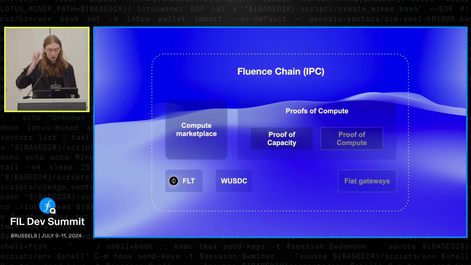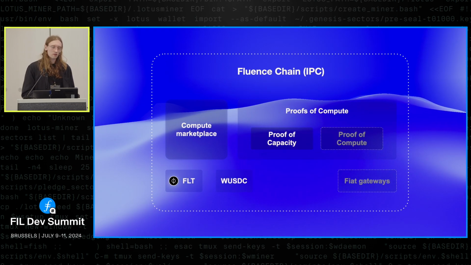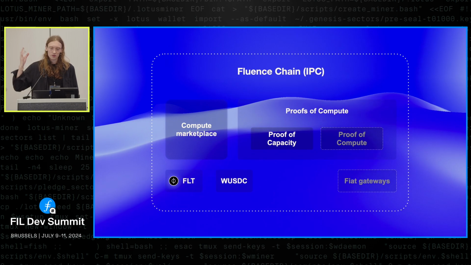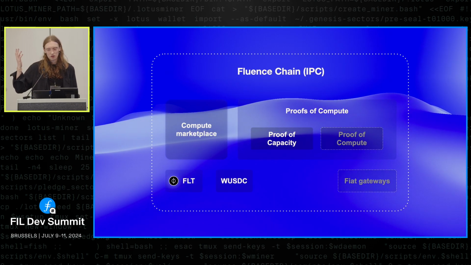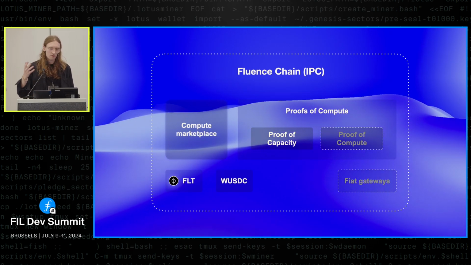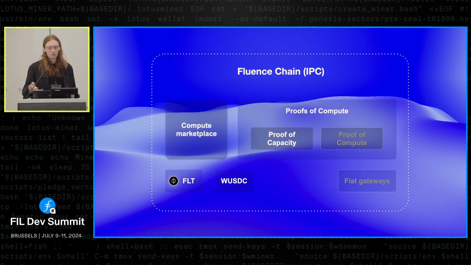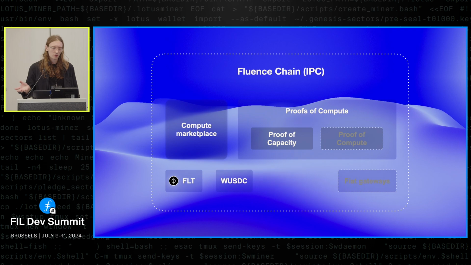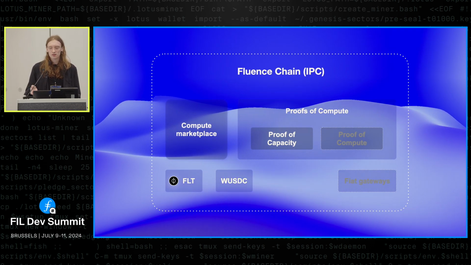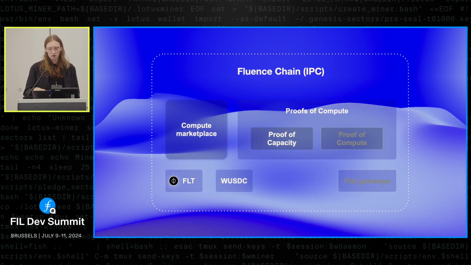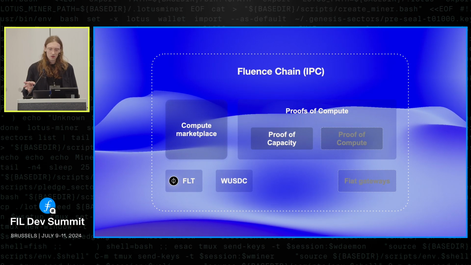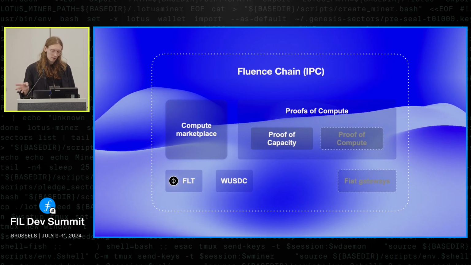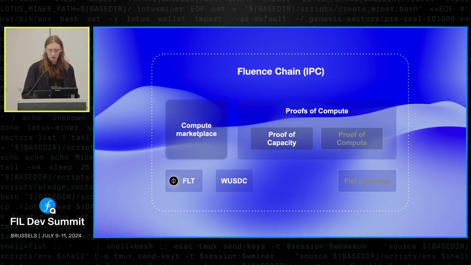So our subnet looks like this. It has a compute marketplace, a bunch of contracts to manage the registry of providers and to manage deployments. It has FLT as a native token. It has an actor for proof of capacity to check all the proofs that are submitted by providers. It has a stablecoin wrapper for USDC, which can be plugged into fiat gateways, and our actors for proving.